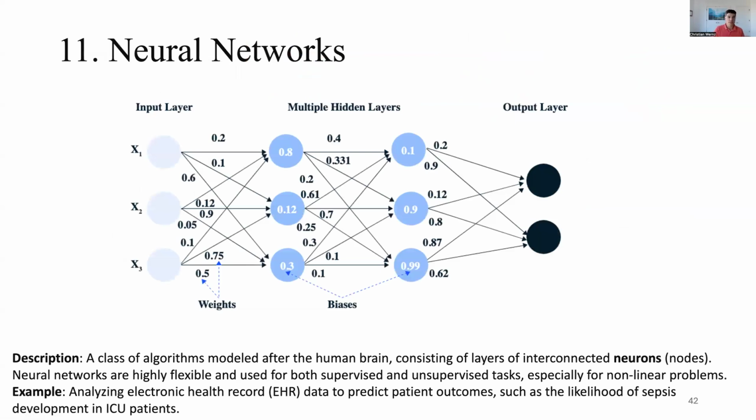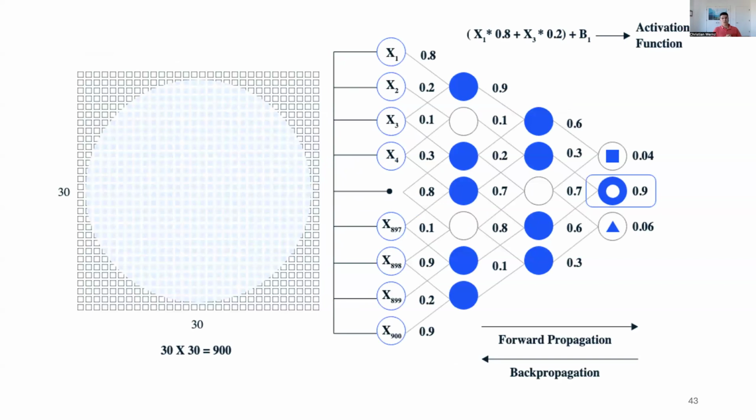Neural networks, which basically was awarded the Nobel Prize in Physics in 2024, the foundations thereof, are a class of algorithms modeled after the human brain, consisting of layers of interconnected neurons. Neural networks, or artificial neural networks, are highly flexible and used for both supervised and unsupervised tasks, especially for nonlinear problems. An example is analyzing EHR data to predict patient outcomes, likelihood of sepsis, development of ICU patients, and so on. And here's an illustration to explain that.